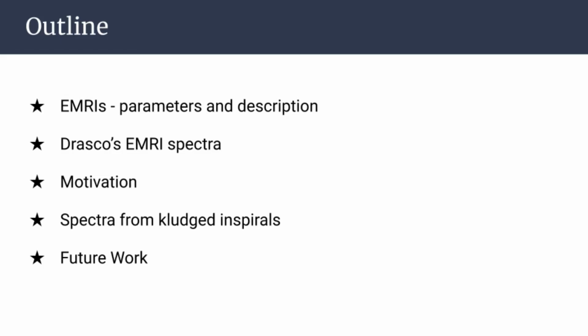My talk is going to be structured as follows. First, I'll give a brief rundown of what EMRIs are. Then I'll explain how Drasco generates EMRI spectra and identifies spectral features. At this point, I'll motivate our own study and explain how it differs from what Drasco has done. Then I'll explain how we generate our spectra using advanced analytic kludge waveforms. Finally, I'll discuss future directions for and applications of the work we've done.